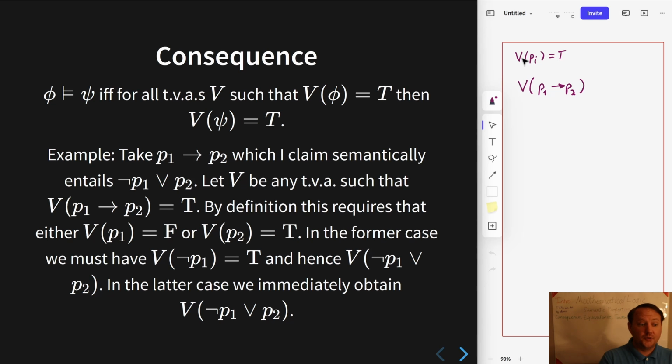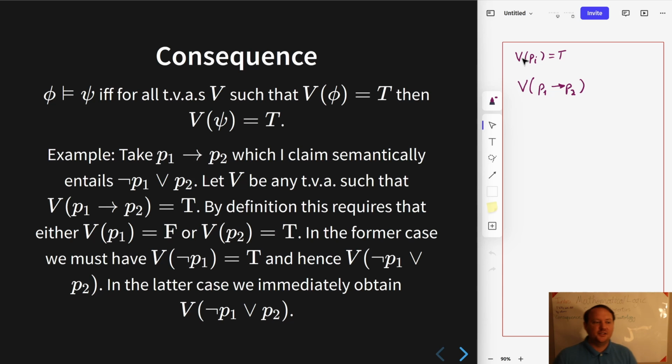Here's my argument. Since we know about V that it satisfies the arrow sentence, by the semantics of truth value assignments and the arrow symbol particularly, we know that one of the following two holds: either P1 must be false or P2 must be true. That is simply the definition of a truth value assignment assigning true to some arrow sentence.